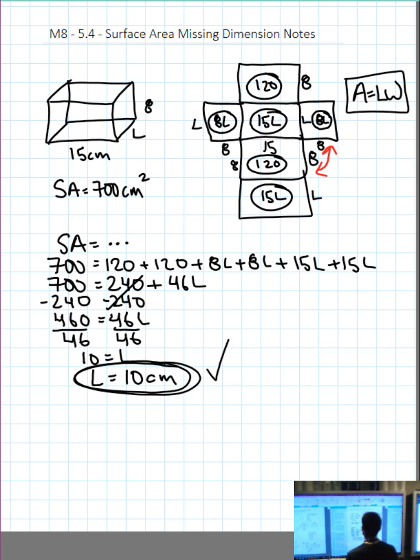Now, usually it's not going to be such simple numbers, and usually it's not going to be such simple shapes. But again, lay the shape flat, write down the surface area formula, substitute in the formula, and do algebra to solve for the sides. Or use a more complicated formula from the formula sheet, substitute, and again do algebra to solve for the missing sides.